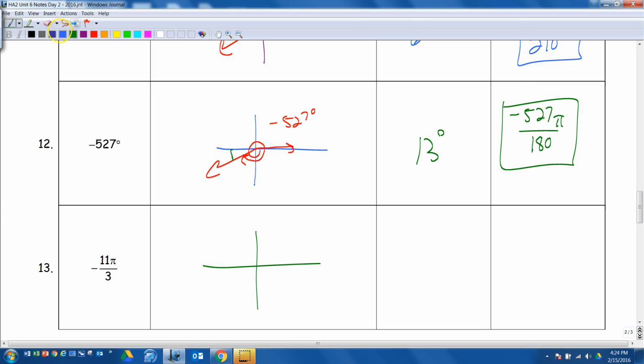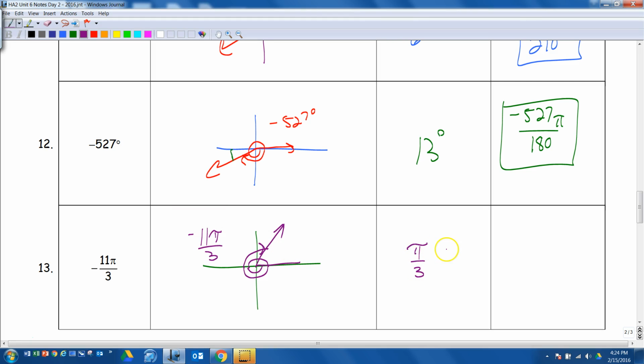Alright, last one of these. Negative 11 pi over 3. So again, 3 pi over 3, 6 pi over 3, 9 pi over 3, 10, 11 pi over 3 gets you to here. And to get us to the edge, so to reference that, that should be an 11. To get us there, we need 1 more pi over 3 to complete the circle, so our reference is just a pi over 3.